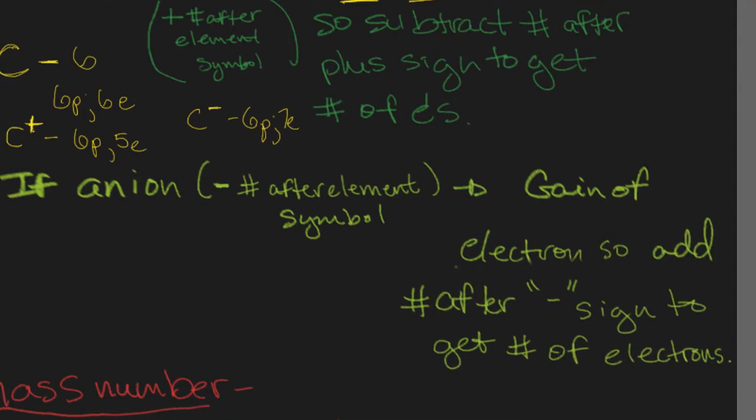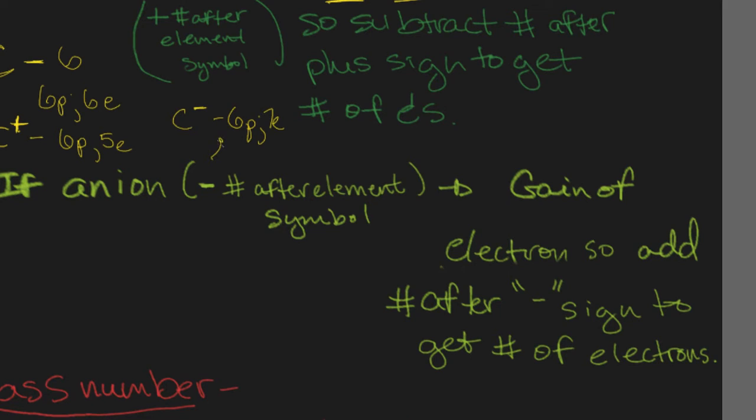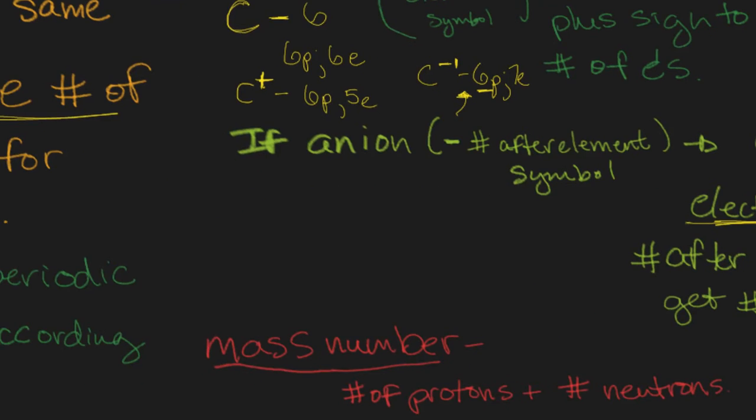So if it's an anion, like this example up here, what you do is you take the number that's after the minus sign, and if there's no number there, it's implied to be a 1. Okay, it could have been easily a -2. Then you would add whatever that is to your atomic number, because we're gaining electrons when we form an anion.